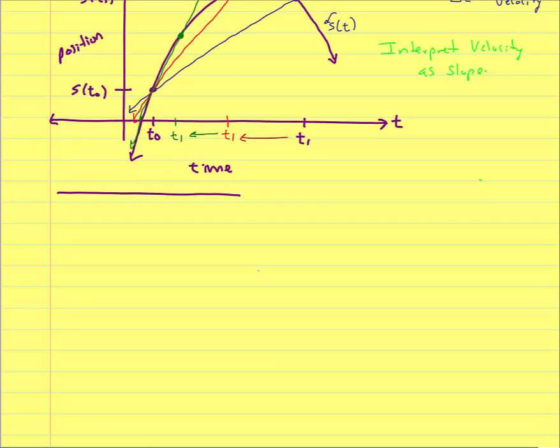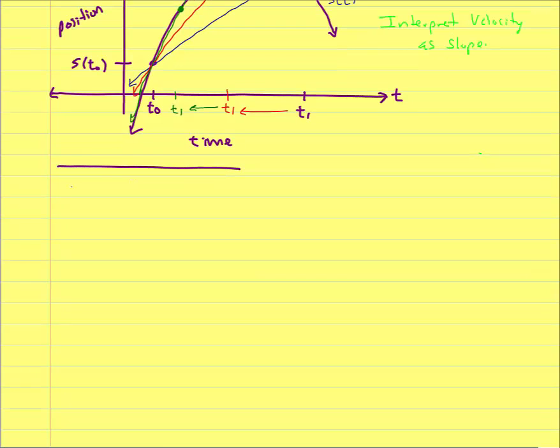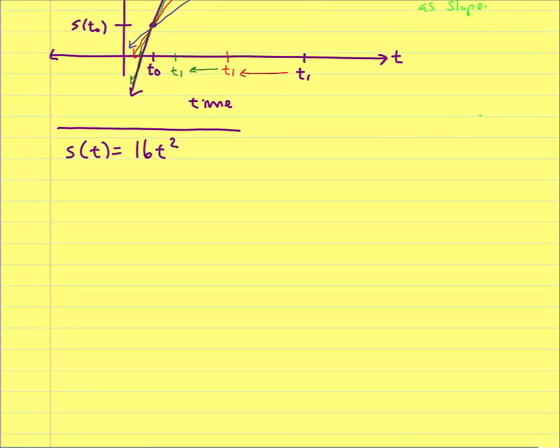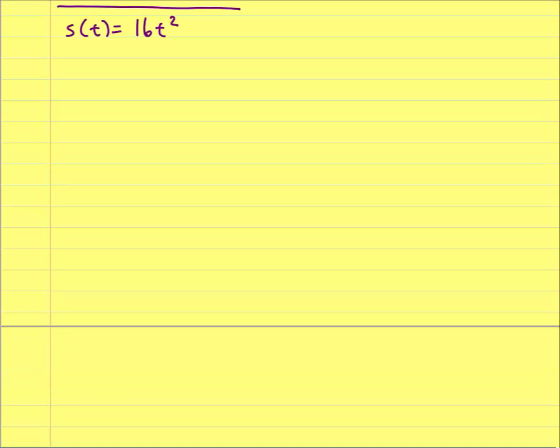S of t equals 16t squared. Now we talked about how t didn't really make sense in the negative region, so we're only going to focus on the first quadrant where t is 0 or positive. So we're only going to be looking at half of that parabola that opens up.